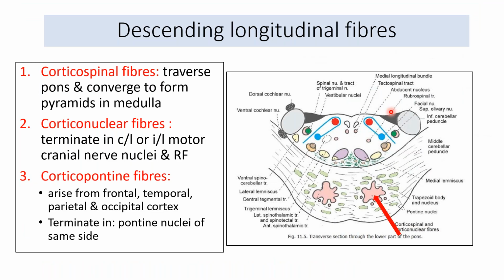Now, the descending longitudinal fiber bundles that we were describing are mainly the corticospinal fibers which traverse the pons. Above, in the midbrain, they were compact bundles. In the pons they are scattered between the pontine nuclei, and below, when they reach the medulla, they again converge into compact bundles and occupy the level of the pyramids in the medulla.